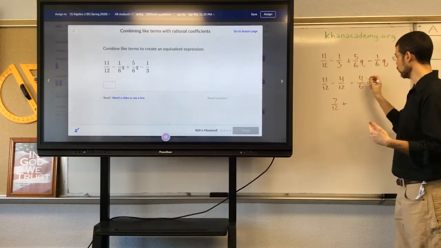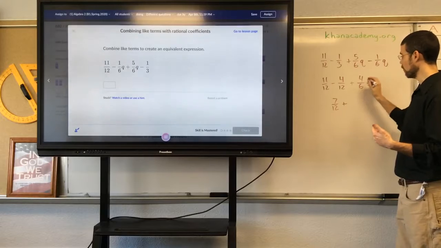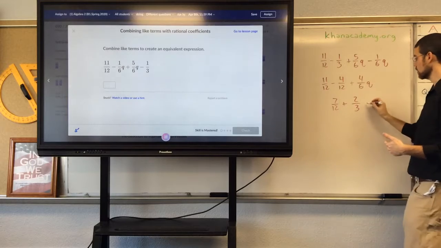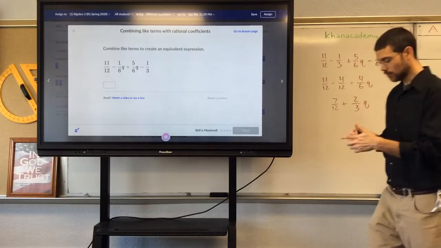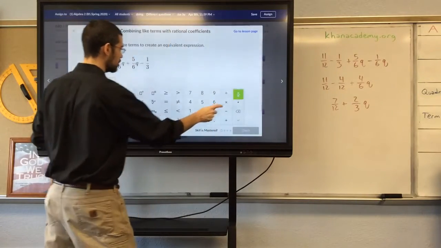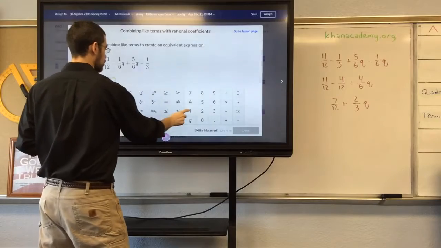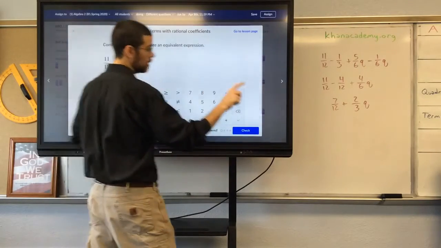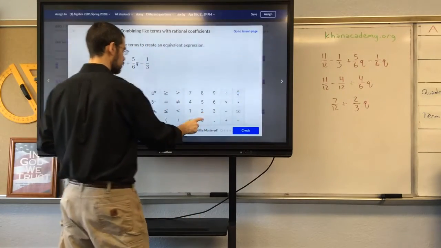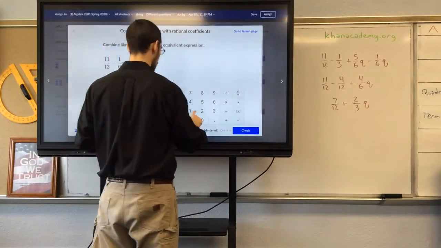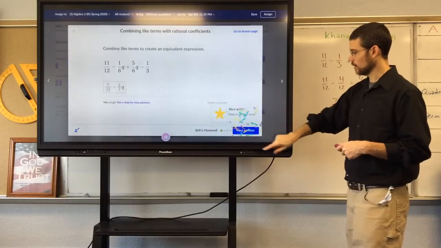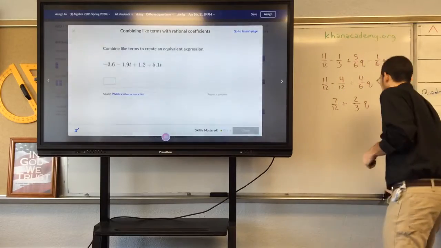So if we divide both of those by 2, we have half as many pieces, but the pieces are twice as large. They're now thirds instead of sixths. And this is the simplest form, so we'll enter that where they expect to see it. We'll put our fraction, 7 twelfths, and then we're adding 2 thirds of q, like that. Check that answer, all good. Next problem.